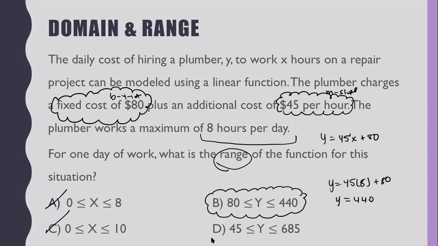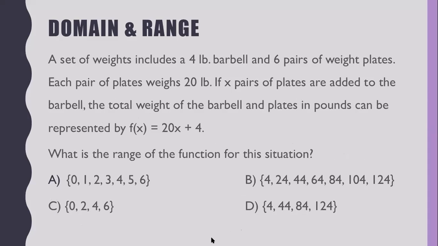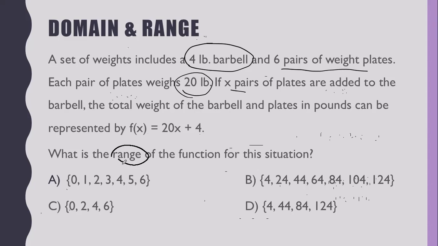Which brings us to look at the answer choices on the next one. All of these are discrete values, right? Because they're listed numbers. So a set of weights includes a 4-pound barbell and 6 pairs of weight plates. Each pair of plates weighs 20 pounds. If x pairs of plates are added to the barbell, the total weight of the barbell and plates in pounds can be represented by f of x equals 20x plus 4. That was a lot of words. What is the range of the function?